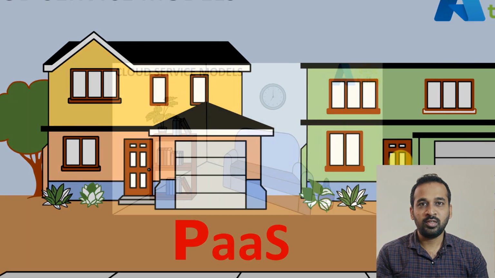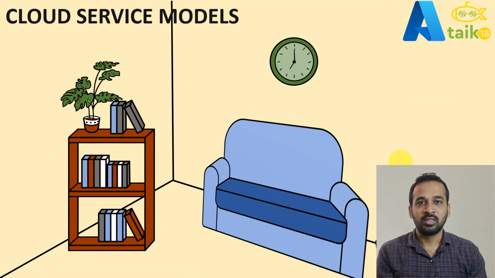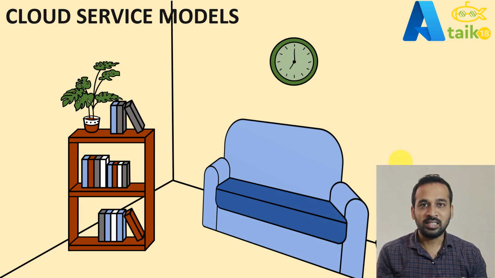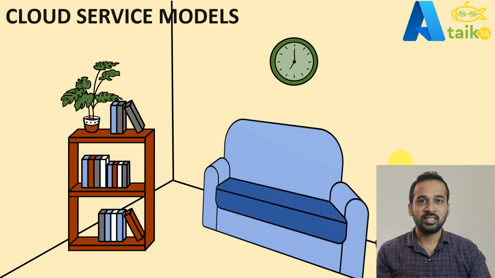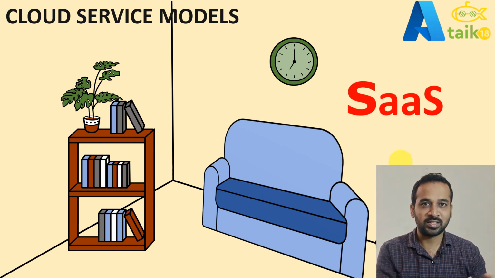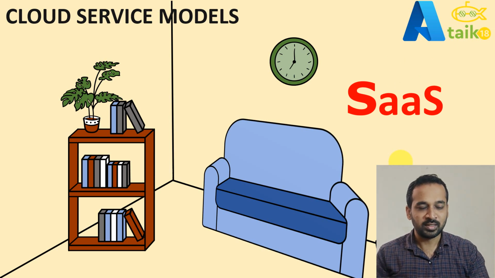And now, one step further, if they also provide a fully furnished home, with all kinds of facilities like furniture and fixtures, electricity, the lights and fan, everything they provide, and we just need to go and start our living, then this is called software as a service, SaaS. So I hope you got a brief idea about how these three things differ, right?